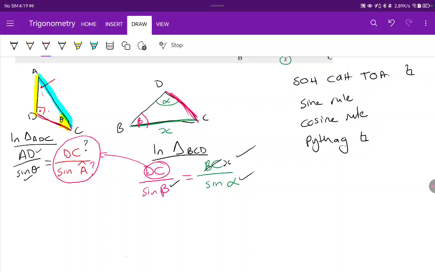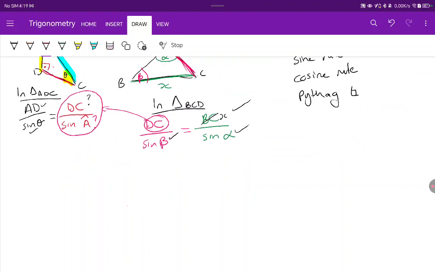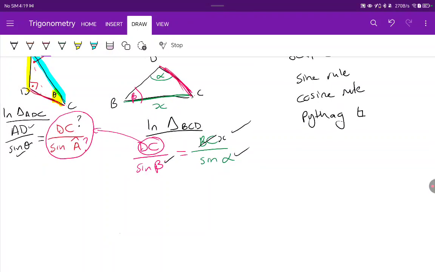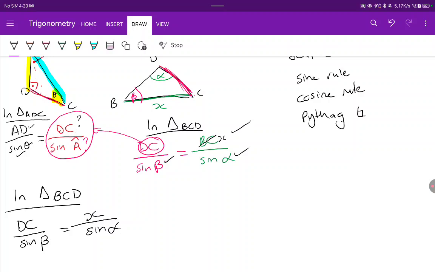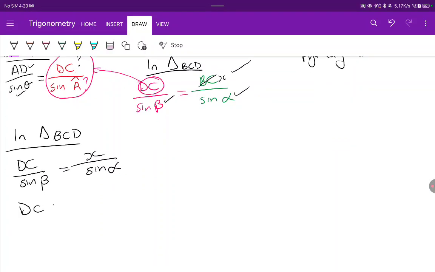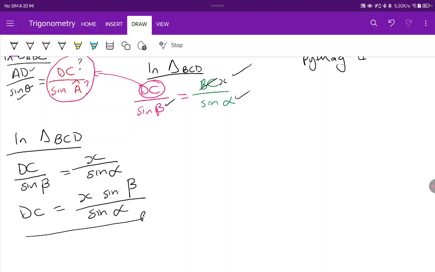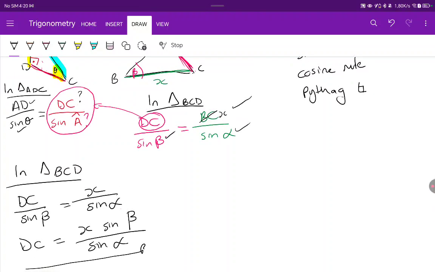What about that sine of A? Okay, we'll come back to that. Let's answer this question. So this was us thinking. I'm going to start with the second one, and my answer is exactly the same. I don't actually have to rewrite it. Starting in BCD, I'm saying DC divided by sine of beta is equal to x divided by sine of alpha. Therefore, DC is equal to x sine beta divided by sine of alpha. Yes, I'm happy with that. That's brilliant. Now I'm going to take this to my second statement, right?